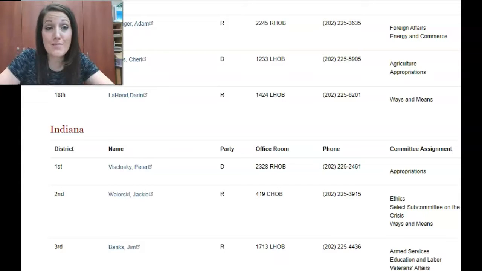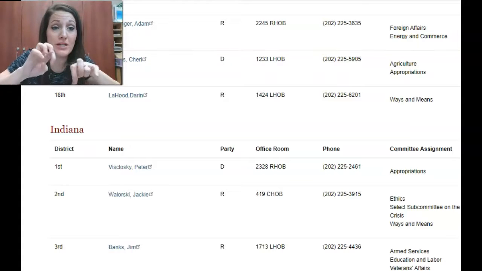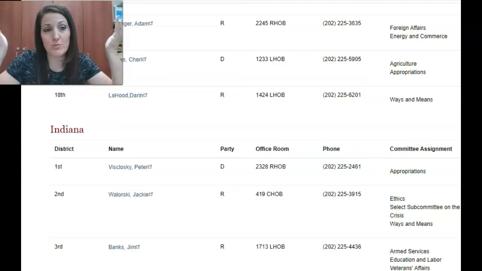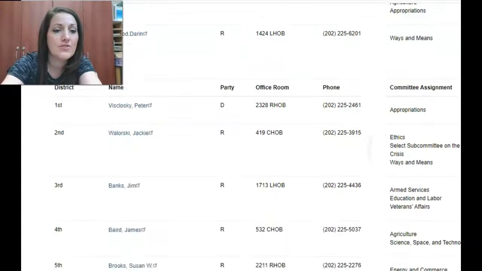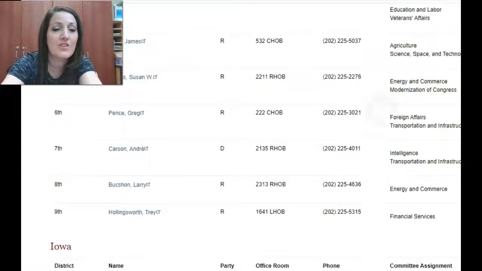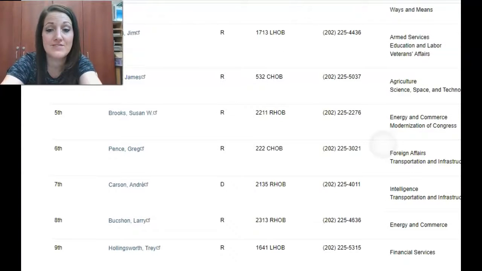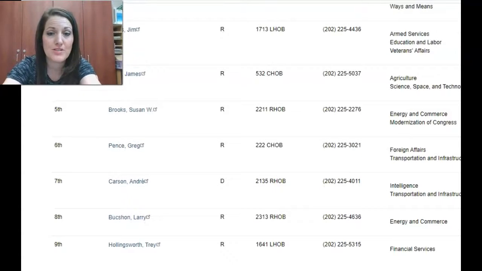Okay, so something I love about the internet is you can pretty much look up whatever you want. I typed in how many representatives in the House of Representatives in each state, and boom, this came up. So it shows in Indiana, we've got 1st, 2nd, 3rd, 4th, 5th, 6th, 7th, 8th, 9th. We have 9 representatives in our House of Representatives for Indiana that speak for us.